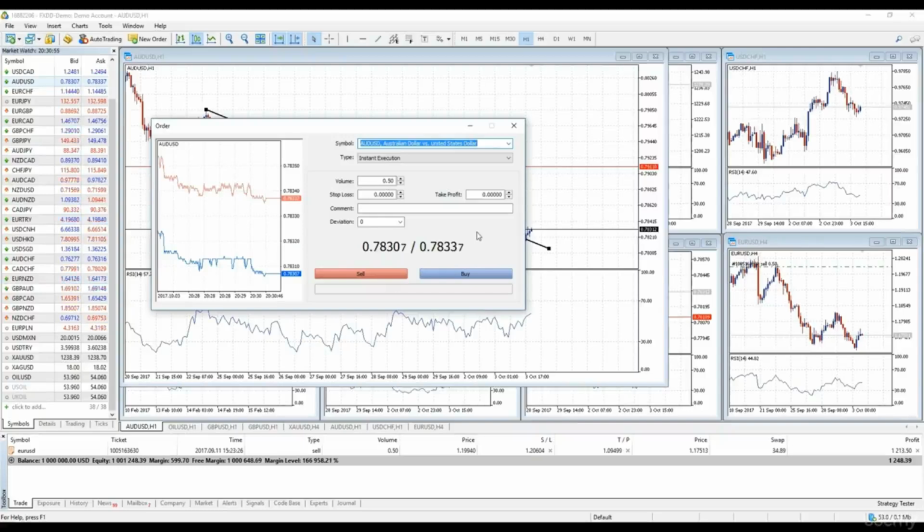Now, with stocks, there isn't necessarily a pip spread, and instead most brokers would charge a flat rate of around $10. Some brokers might also include a small spread as well as the $10 buy-in. So that's something that you want to watch out for when deciding on a stockbroker.